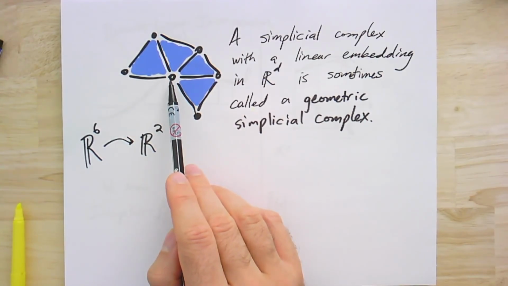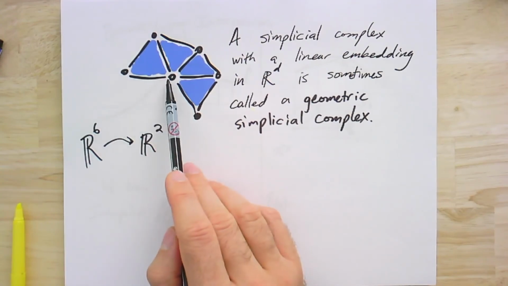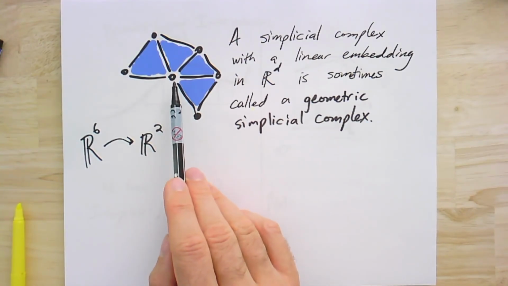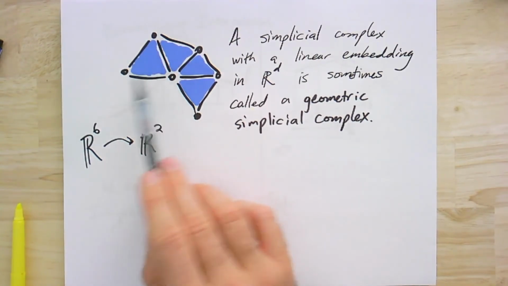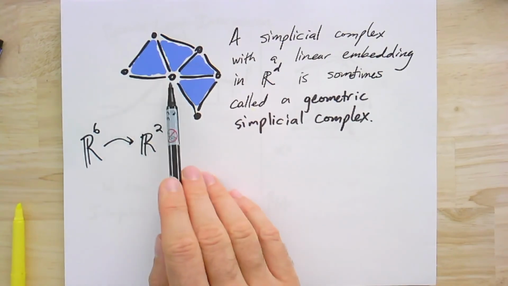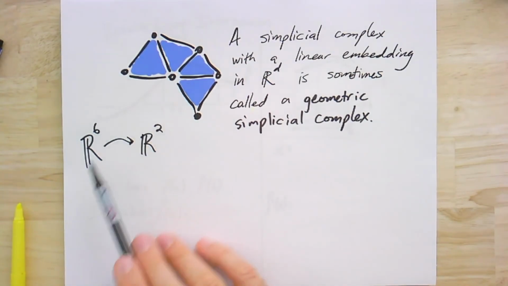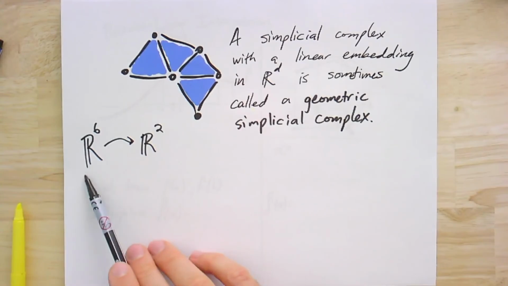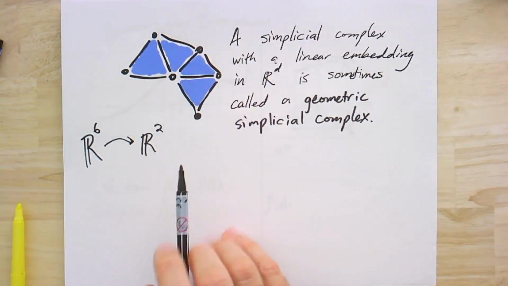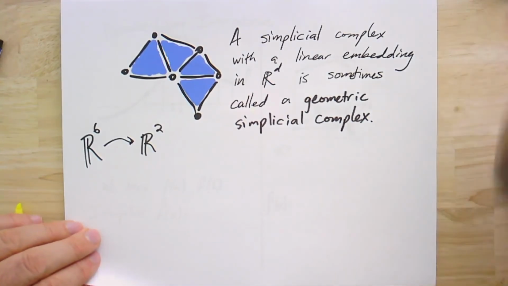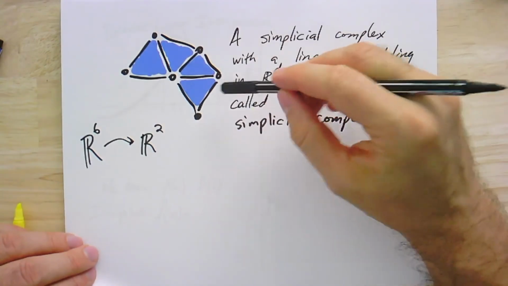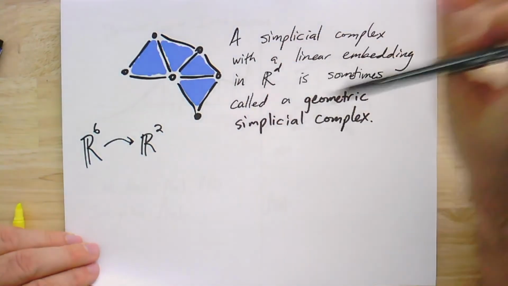Assuming my lines here are straight, this is my effort to make them straight, and the triangles living in the plane are also flat, so this gives us a linear embedding from a complex whose geometric realization lived naturally in R6 into the plane R2. Okay, so this is a geometric simplicial complex. And you can already start to see, hopefully, why this kind of object is useful.